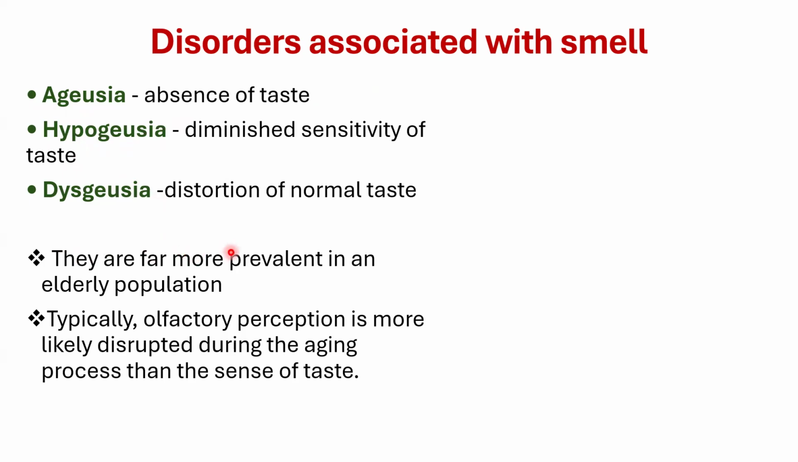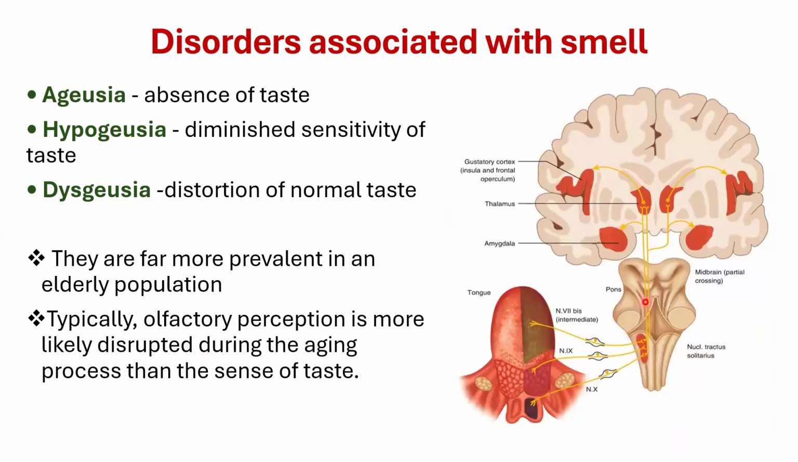Then they are far more prevalent in the elderly population, people who are aged. Typically, olfactory perception is more likely disrupted during the aging process than the sense of taste. So this is the pathway for gustation, as you can appreciate here. The cranial nerves 9, 10, and 11, and even the facial nerve, you can appreciate there.